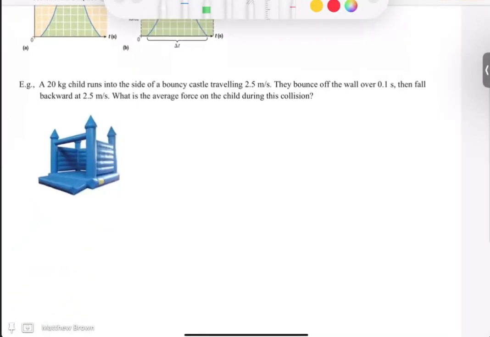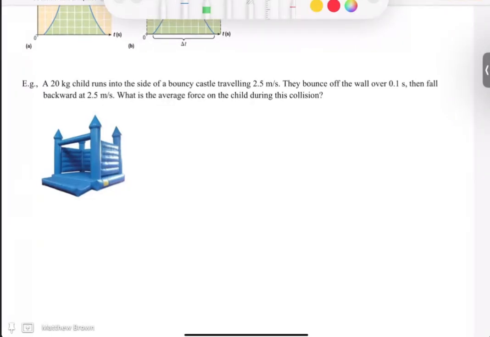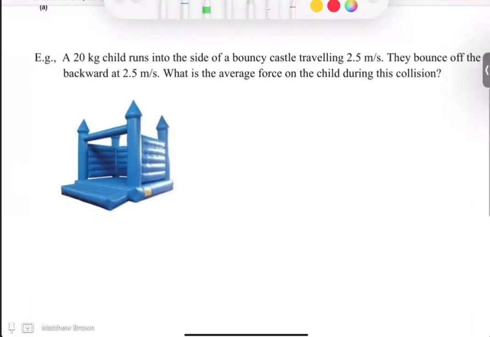Okay, so we can look at an example here. We have a 20 kilogram child who runs into the side of a bouncy castle traveling 2.5 meters per second. They bounce off the wall over 0.1 seconds, then fall backwards at 2.5 meters per second, so basically just the opposite v. What is the average force on the child during this time? So again, you just kind of want to understand what's happening here.